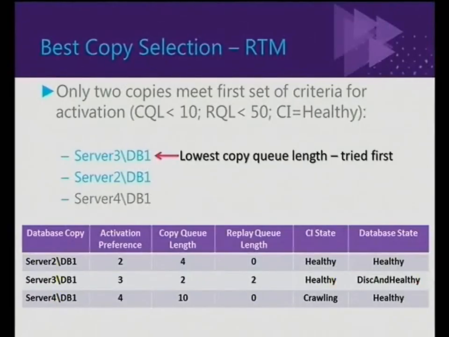Now, it could be, though, that the nature of the failure could be different, with different copy queue lengths. And it could be that server 1, the reason it failed is because somebody accidentally rebooted it.